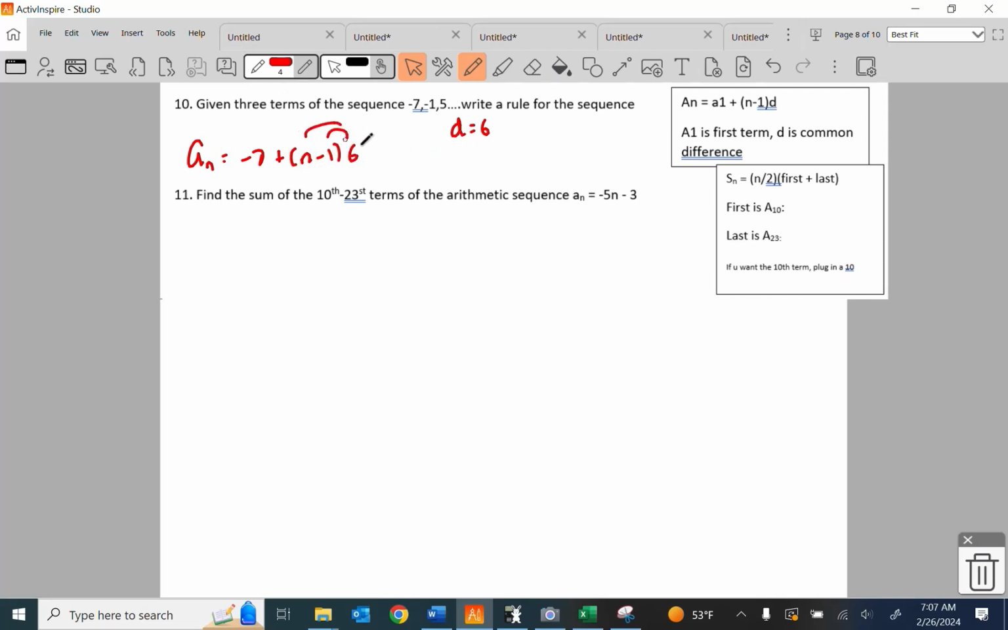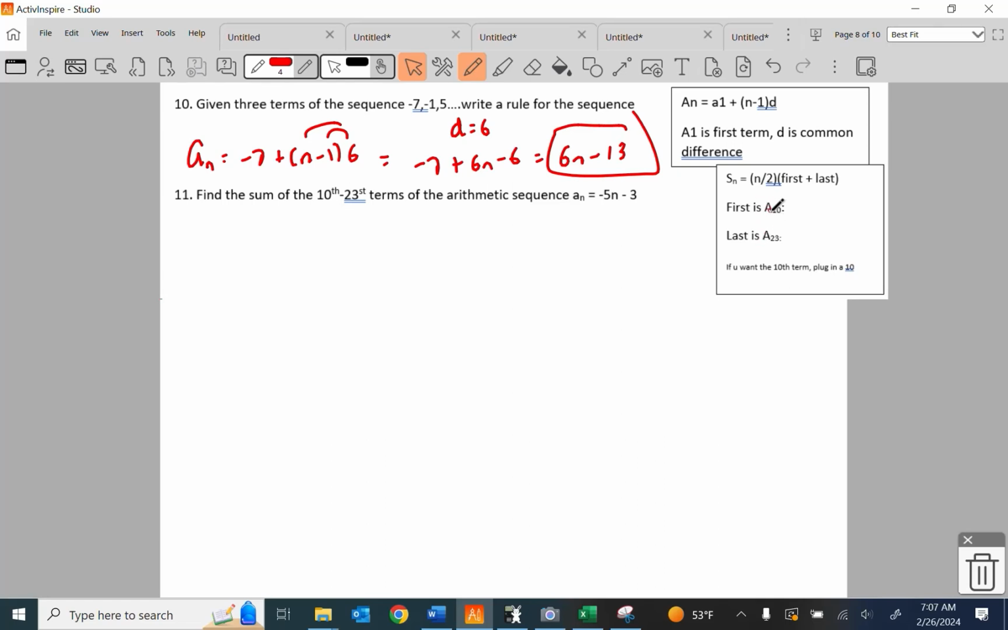And then I kick in the distributive property. So -7 plus 6n minus 6, and I combine like terms, 6n minus 13. Because -6 and -7 makes -13. Find the sum of the 10th through the 23rd terms of this sequence.